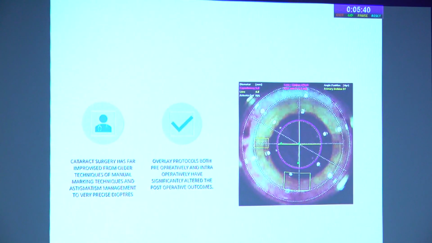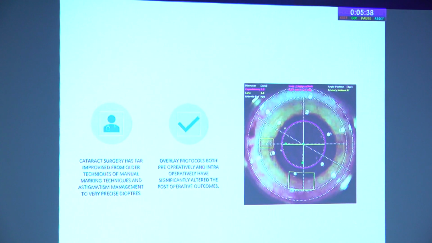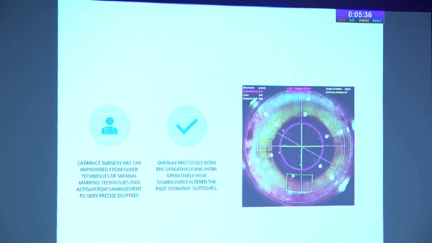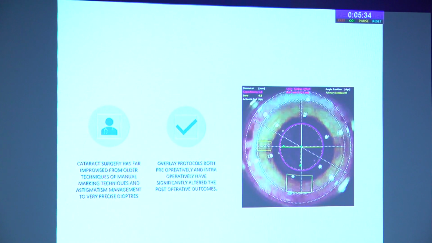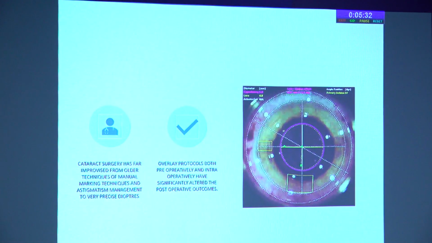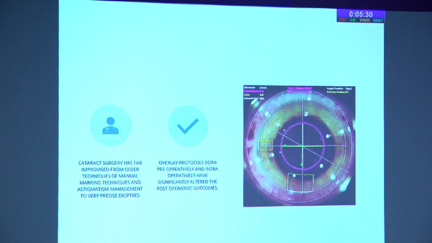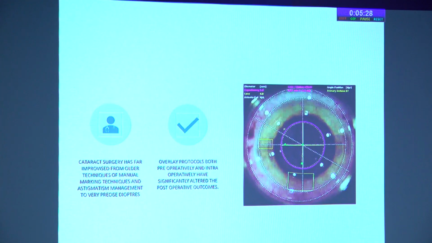It gives you a heads-up display of which axis exactly is required for you to implant your toric IOL. It will give you a marking as to where you have to place your incisions. In case you want to treat the astigmatism by placing your incision in the steep axis, it will tell you where exactly to do it.